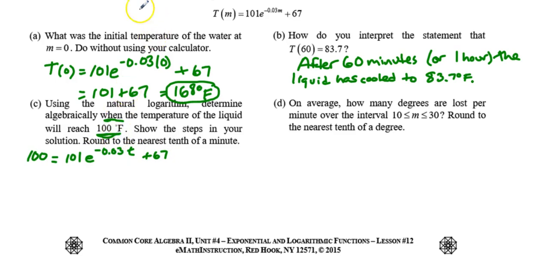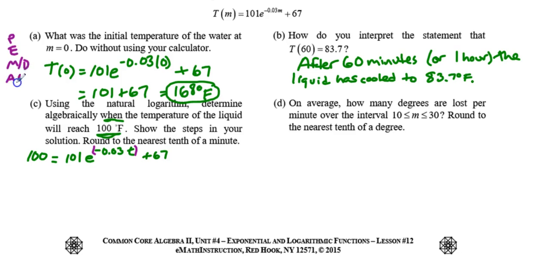This is a pretty tough one, guys, but we can figure it out together. I see three different, maybe four different operations that are affecting the T. You've got a plus 67, you've got 101, you've got an e that is its base, and then you've got this negative 0.03 times t. So you can kind of think of that all together in parentheses. And this is a way to think about it. So you're just thinking about your order of operations, your PEMDAS.